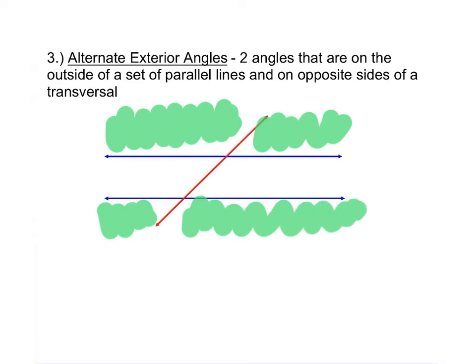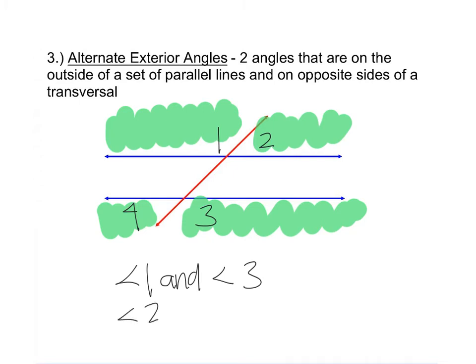It's outside of the parallel lines. We form alternate exterior angles in these spaces. Let's label these angles as 1, 2, 3, and 4. We can say that angle 1 and angle 3 are what we call alternate exterior angles because 1 and 3 are on opposite sides of the transversal. Angle 1's on the left, angle 3's on the right, and they're both outside of the parallel lines.